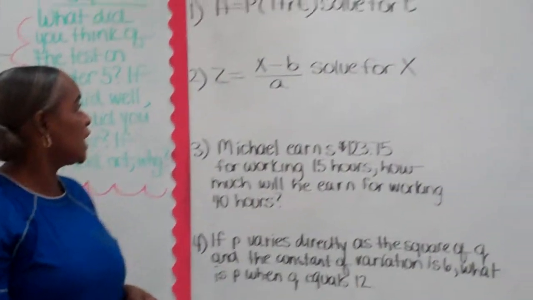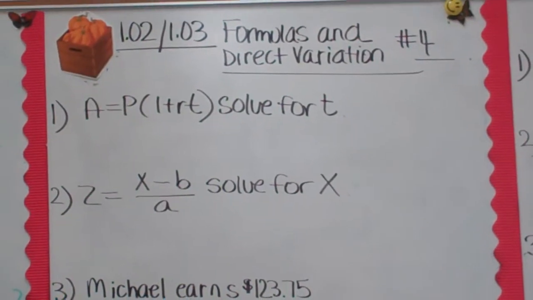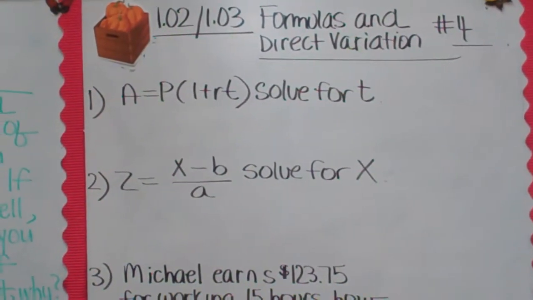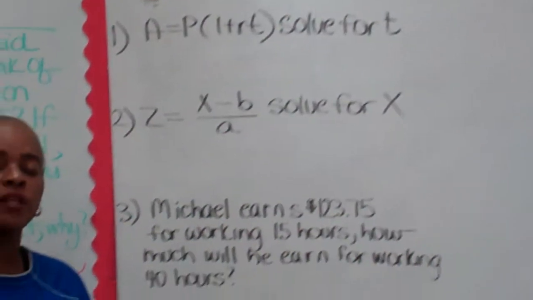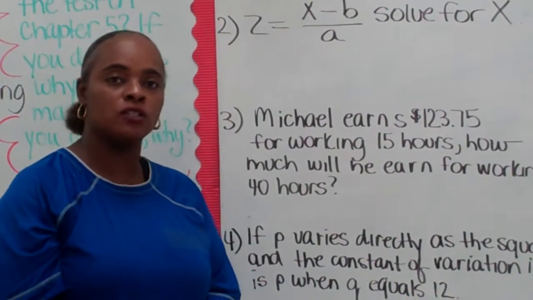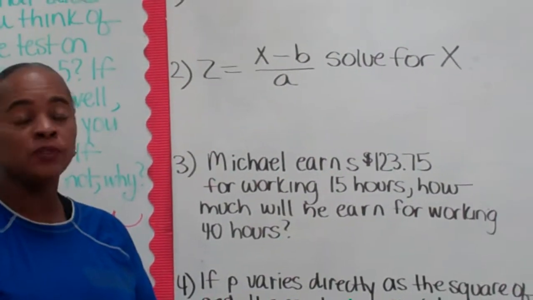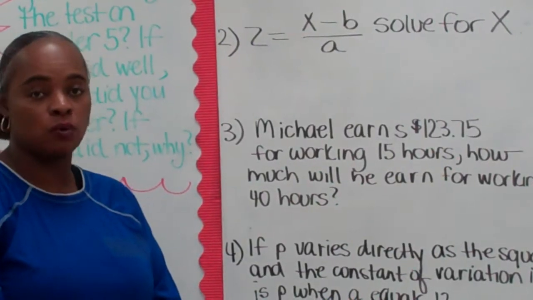The topic for today is 1.02/1.03, Formulas and Direct Variation number 4. Now this is not one of the highest weighted items on the Algebra 1 EOC, so I combined the two objectives together. So we have use the simple formula, we also have direct variation problems.